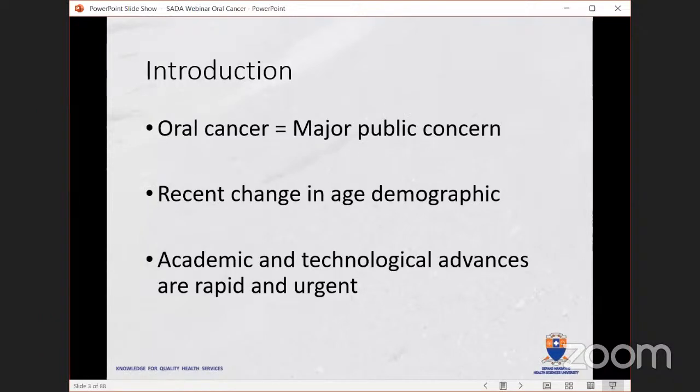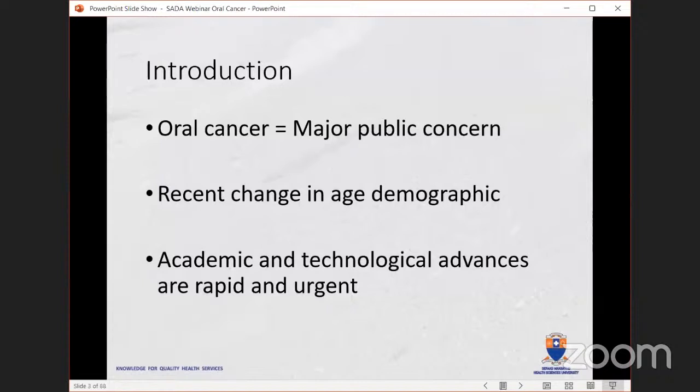So oral cancer remains an important public health problem. It affects both men and women and all racial groups around the globe. The mean age of onset is at around 60 years, but younger patients are increasingly affected. Oral cancer has multiple forms of presentation, and this sometimes makes the disease difficult to recognize, especially in its early stages. And that's really where we want to have our focus.